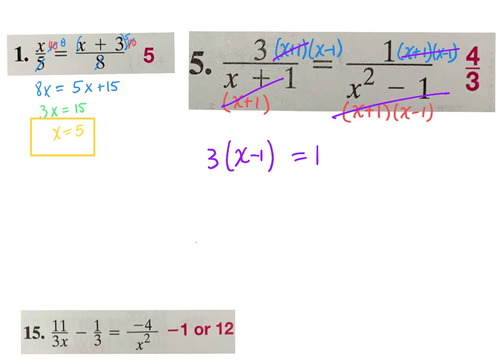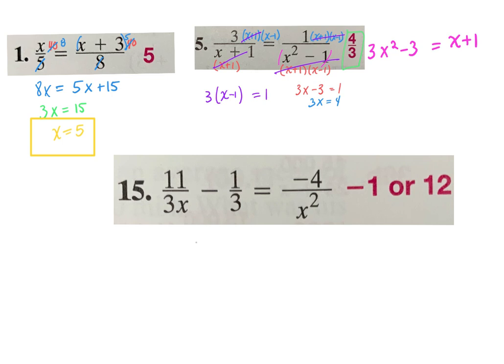So I get 3x minus 3 equals 1. I'm going to add 1. 3x equals 4. Divide by 3. X equals 4/3, which is what we have here. So let me do a cross multiplication then. So cross multiplication would give me 3x squared minus 3 because I distribute here. And then that equals x plus 1 there.